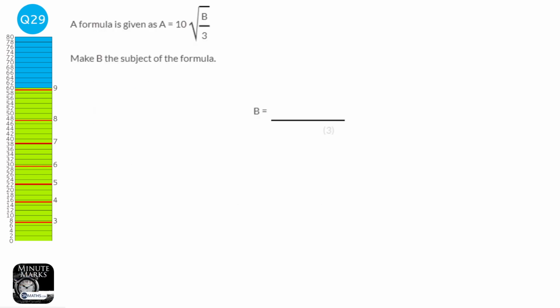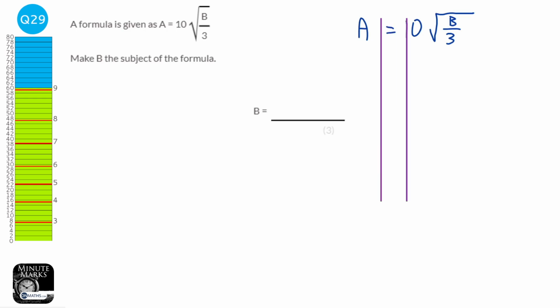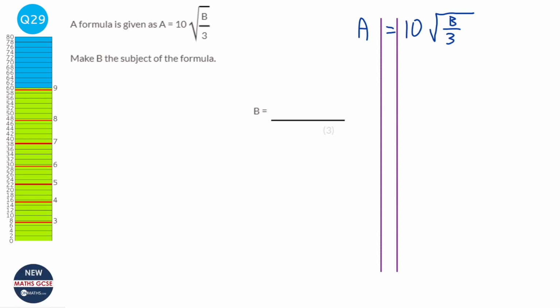So we're going to start off just by copying down the same equation. And we're asked to make B the subject. So we're going to put our solving lines in. So the first thing we need to do is get rid of this 10 here. So we're going to divide both sides by 10. And that will mean we have a fraction here, a over 10. And we've got the square root b over 3.